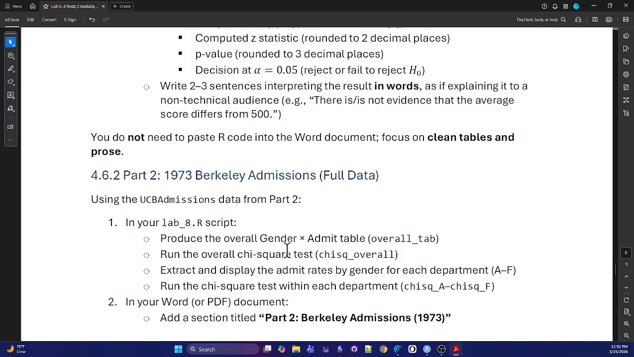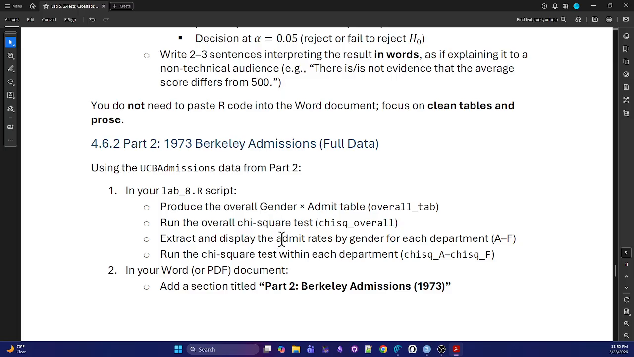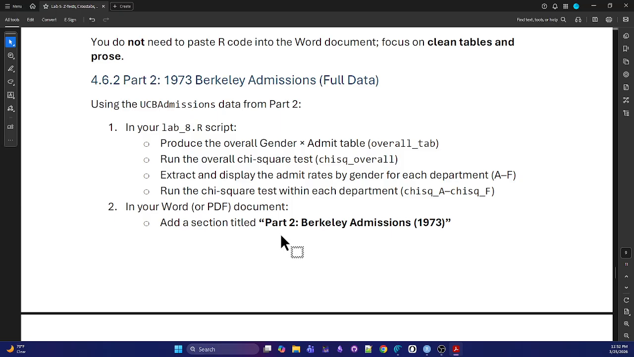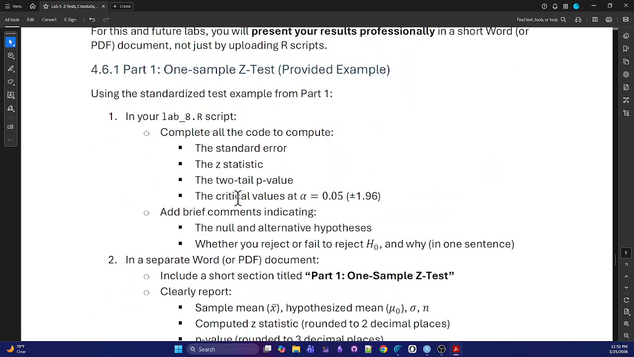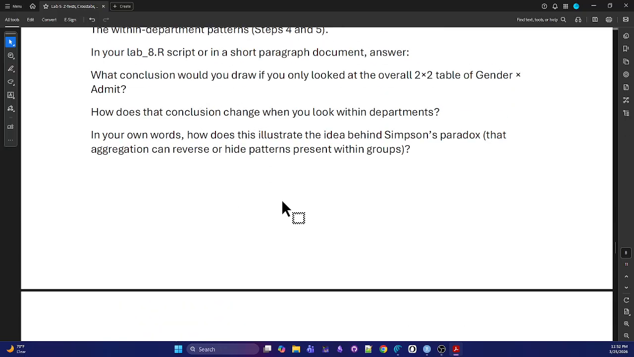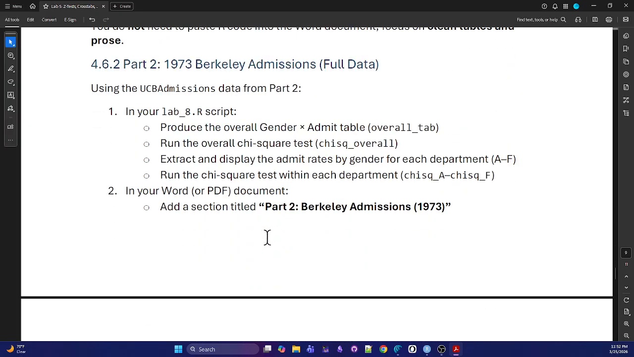And then for the second part, use the UCB admissions data and run the overall chi-square test and just put it in a table, copy it into your Word document, and answer these questions. Now you don't have to answer every question, but give me your impression, in your own words. What do you think of the data? What do you think is going on?